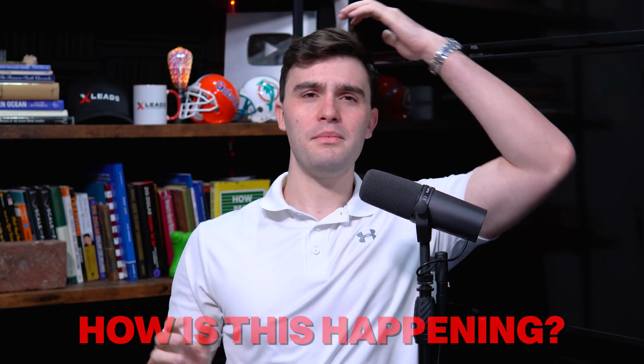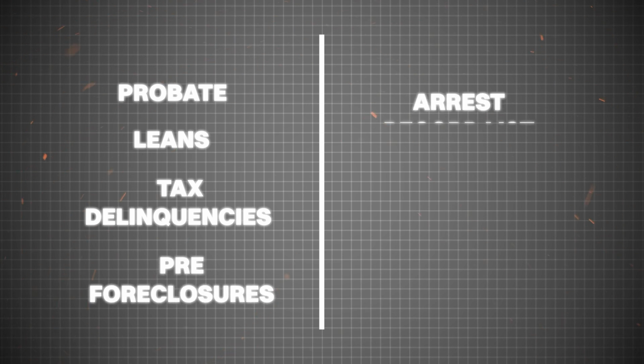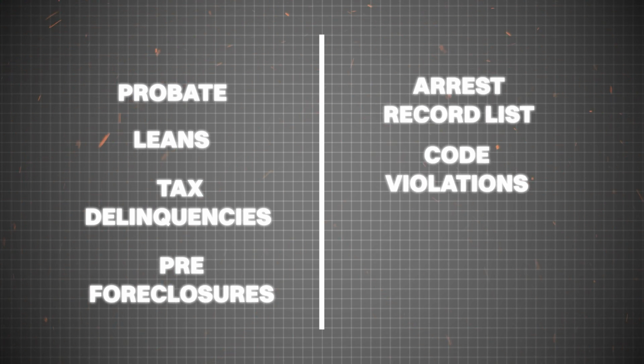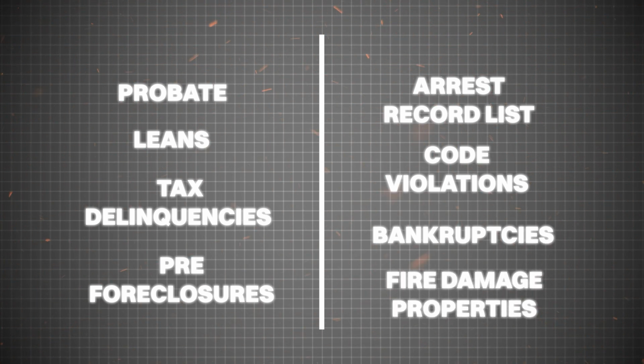Now you might be like, wait, how is this happening? Is this a brand new update? Or like, well, how do you do this? Well, let me show you exactly how you can start using these type of lists. Now, again, the lists that I mentioned are probates, liens, tax delinquencies, pre-foreclosures, the arrest record list, code violations, bankruptcies, fire damage properties, and so much more.